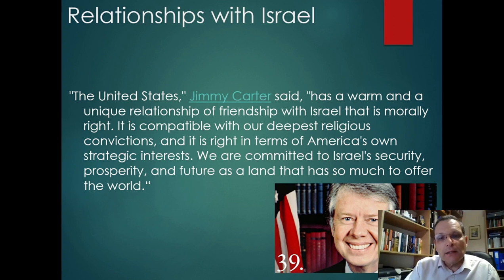Carter said the United States has a warm and unique relationship of friendship with Israel that is morally right. So we're speaking about morals in politics. It is compatible with our deepest religious convictions, and it is right in terms of America's own strategic interests. We are committed to Israel's security, prosperity, and future as a land that has so much to offer the world.